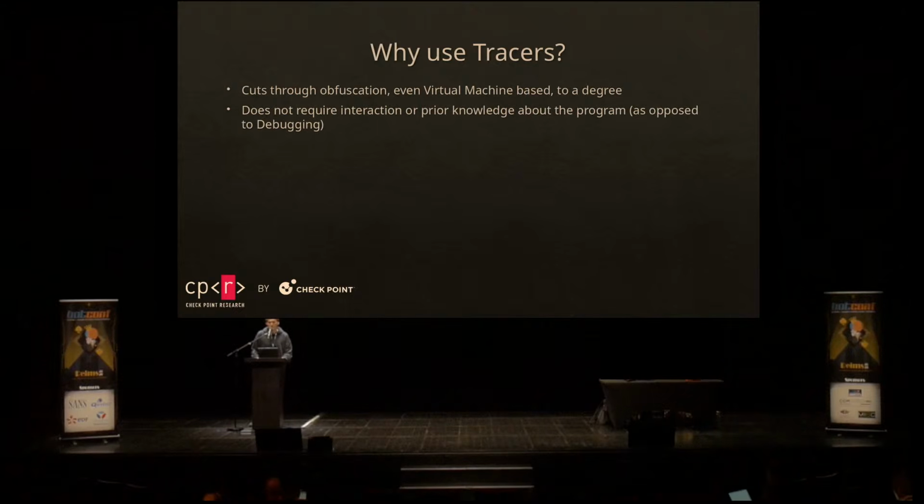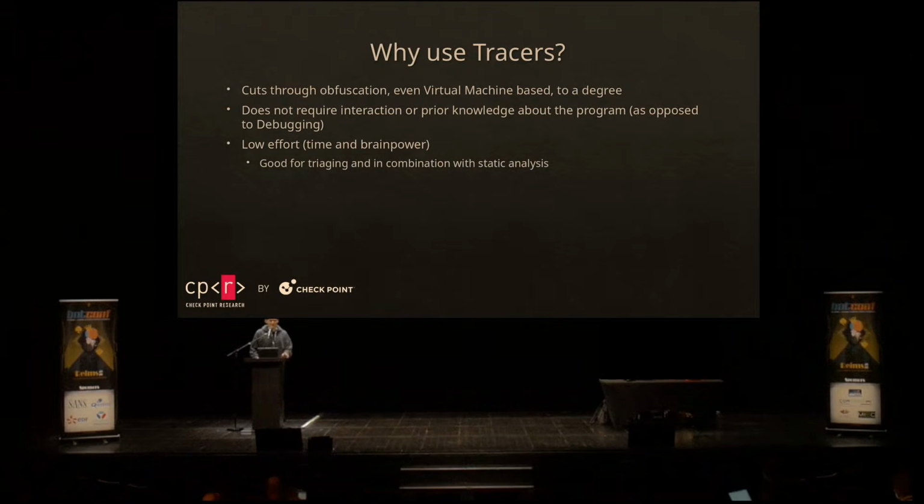Another good thing about tracers is they do not really require any interaction. You just literally run the program, or even any prior knowledge about the program. If you're debugging, of course, you need to know what this binary or script could be doing to be able to set the correct breakpoints and so on. But for tracing, it's literally just run and that's it. So it's very low effort in both time and brain power. That means it's very good for triaging and also in combination with static analysis. And I will show that later on in the video demo.